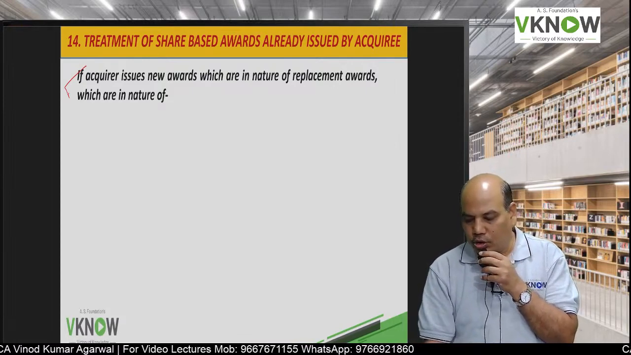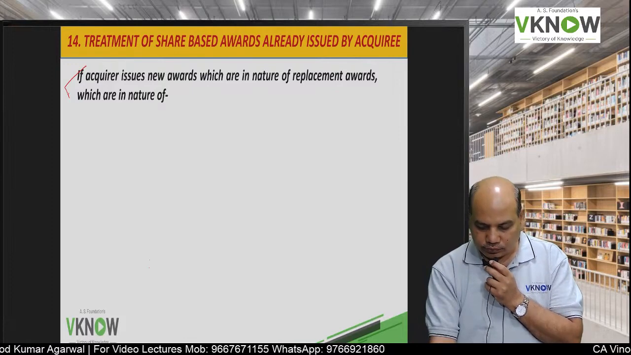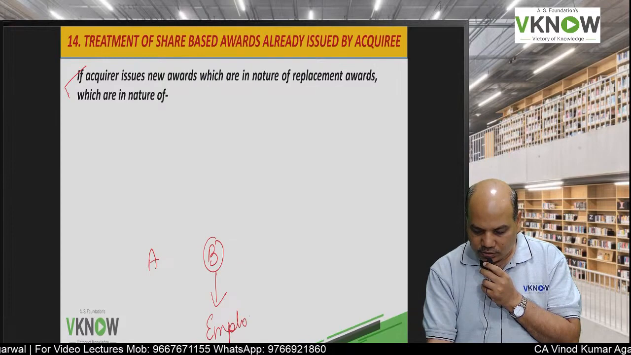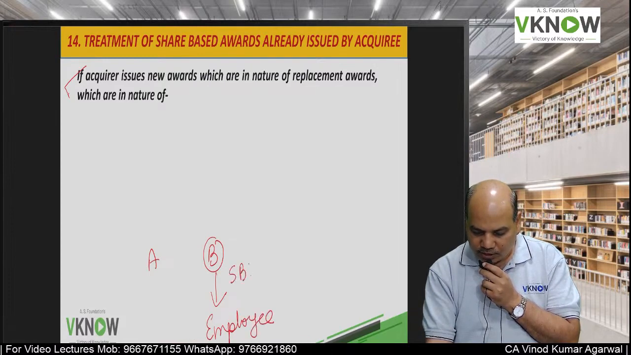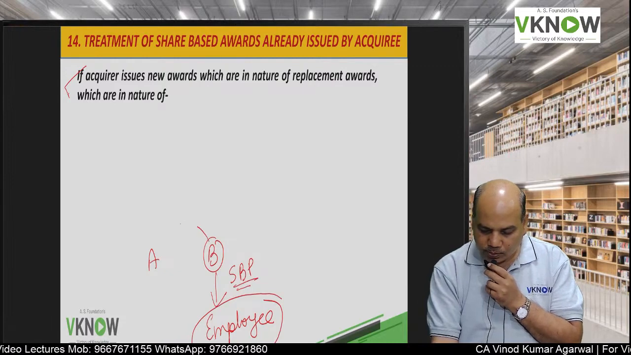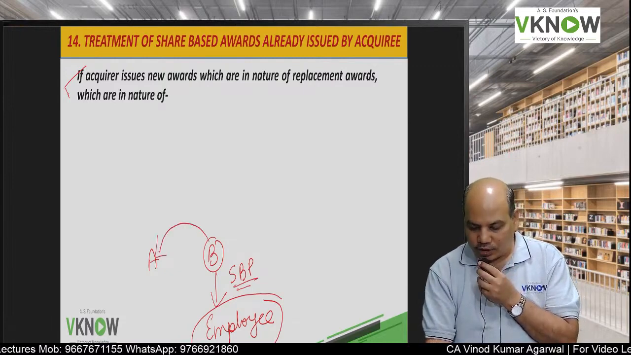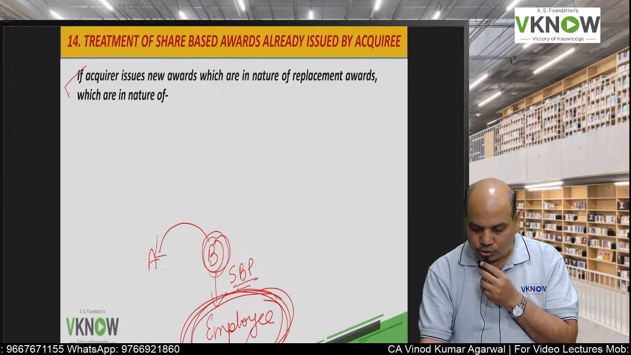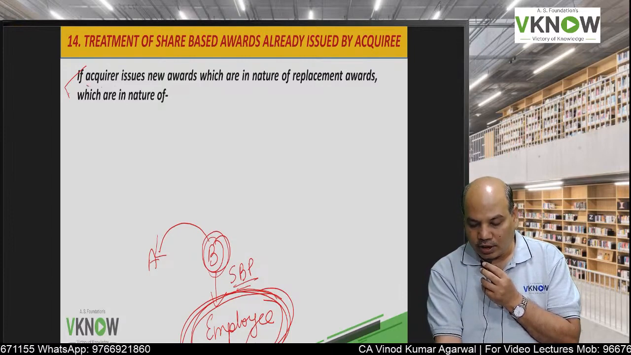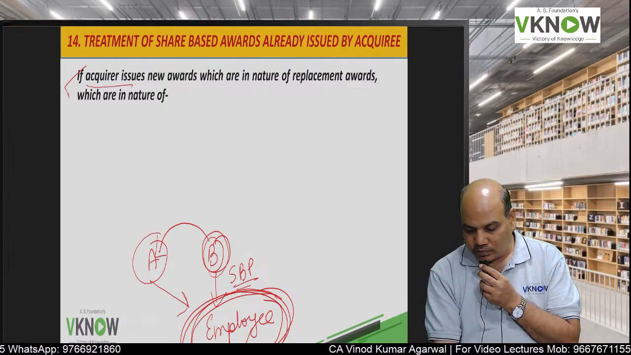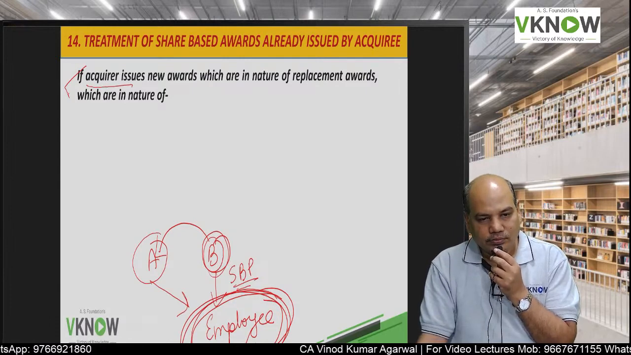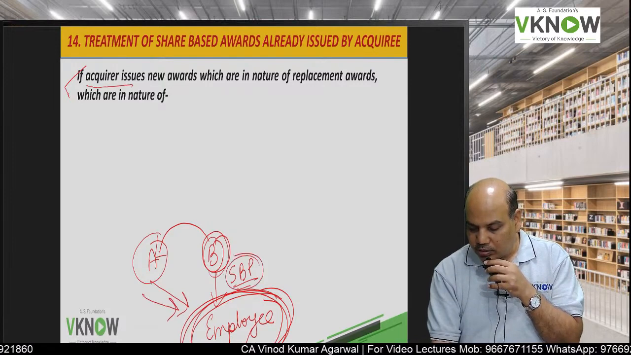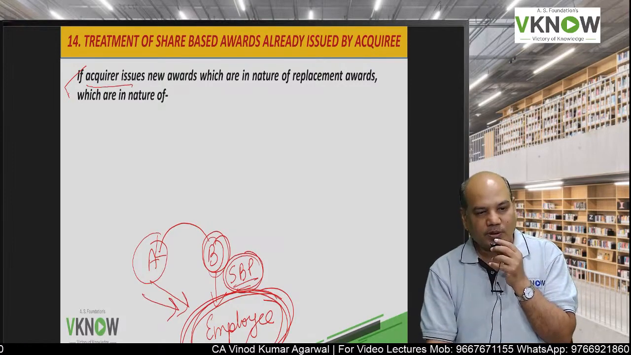Now another highly tested area is treatment of share based award. Treatment of share based award already issued by the acquiree. A has acquired B. B has given share based payment award to the employee. B is acquired by A. What will happen to those SBP which is promised by B to its employee? So the acquirer, this company A, may say, don't worry, we will give you our share, or we will make some modification in the existing SBP only.